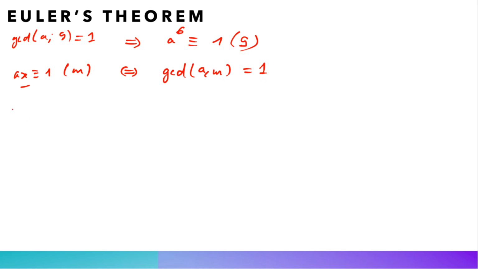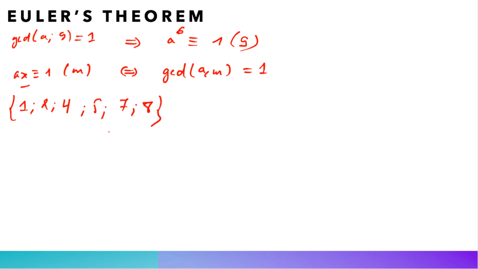So this gives us all the invertible elements modulo 9, which are 1, 2, 3 is not invertible because the GCD of 3 and 9 is not equal to 1, 4 is invertible because it does not share a divisor with 9, except 1 of course, 5 as well, 7, and 8.